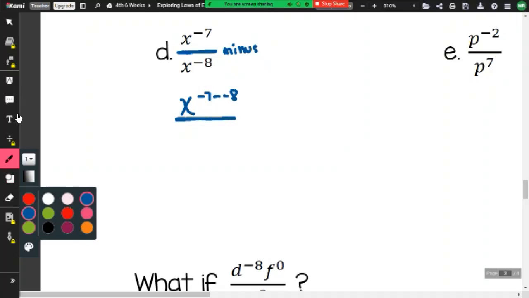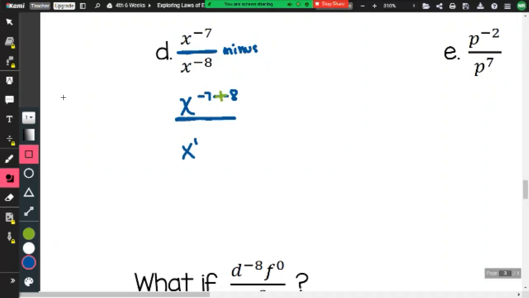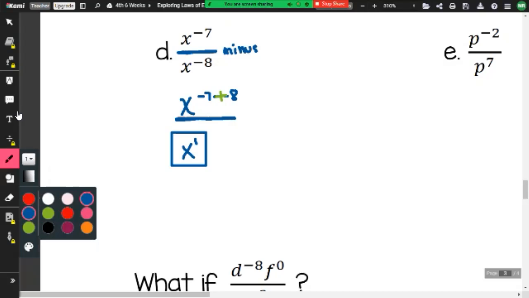But when we have two negatives, it makes a positive. And what is -7 plus 8? +1. Once again, it's at the top of the fraction, so there's no need to keep it as a fraction, and there's no need to switch, because after I added those two, it became a positive exponent.